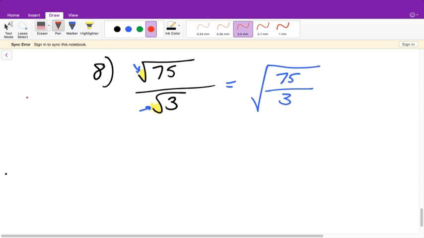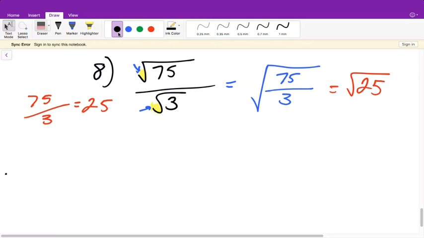Well, 75 divided by 3, you all should know, is equal to 25. So instead of writing 75 and 3, I can then write the square root of 25. And now, do you know this? You should all know that the square root of 25 is equal to 5. Because remember, when we say the square root, we're saying what number times itself twice gives me 25. And you can use that sheet that I gave you to help you solve this as well. All right, we're moving on to the last question, and that'll be it for this video.